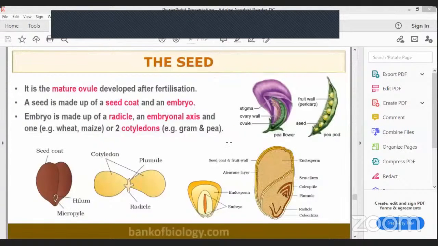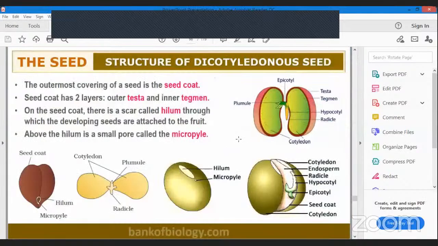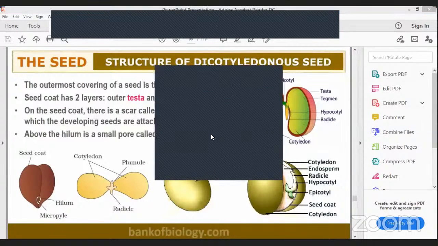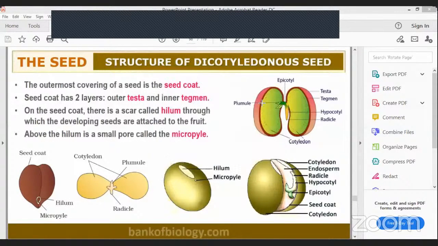So we go to the next part. Structure of dicot seed. Now, the outermost covering of the seed is called the seed coat, which is developed from the testa and the tegmen of the ovule. The seed coat has two layers: outer testa and inner tegmen.